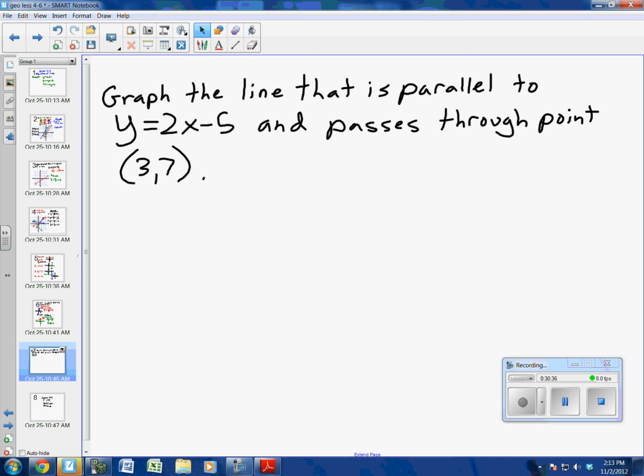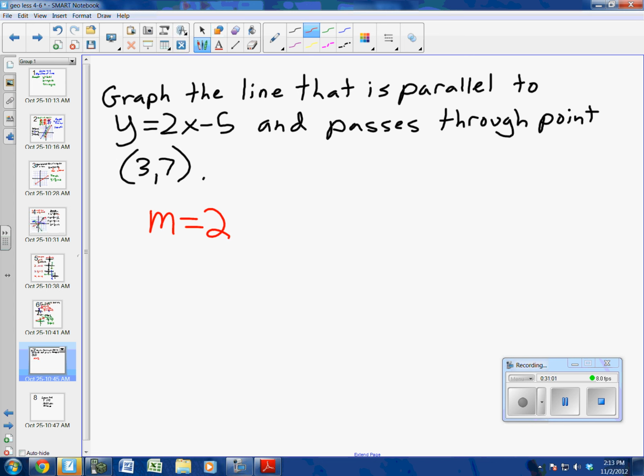This one right here, if you think about it, you can get this one. Graph the line that is parallel to y equals 2x minus 5. If it's going to be parallel to 2x minus 5, what do we know about it? Isaac said it has to have the same slope. What is the slope of this equation, you guys? It's 2, right? So, m equals 2.